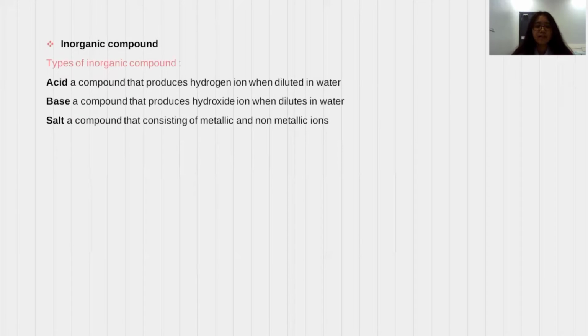The second one is inorganic compound. There are three types of inorganic compound: acid, base, and salt. Acid is a compound that produces hydrogen ion when diluted in water. Base is a compound that produces hydroxide ion when diluted in water, while salt is a compound consisting of metallic and non-metallic ions.